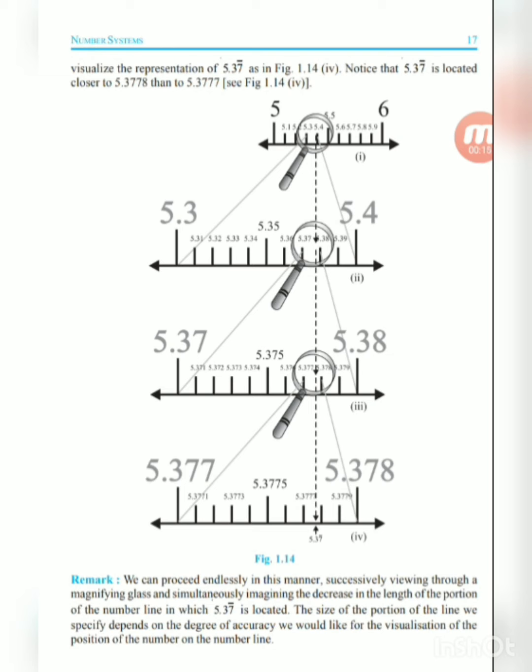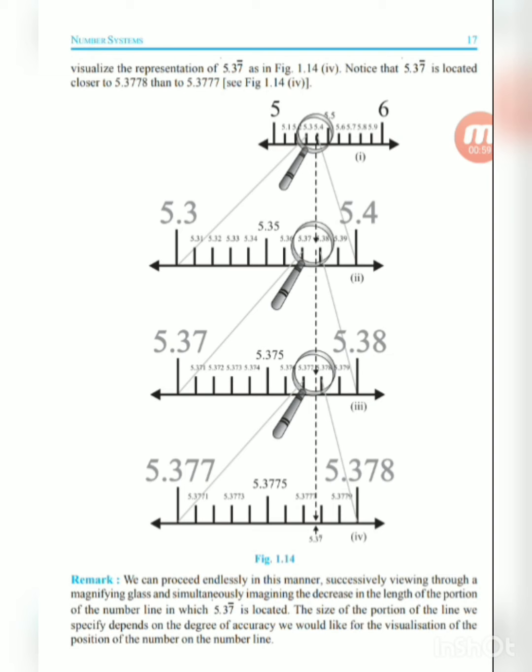Here on the first number line you can see we draw 5 to 6 and our number lies between 5.3 and 5.4. Now the next number line is 5.3 to 5.4 and our number lies between 5.37 and 5.38. The third number line is 5.37 to 5.38 and our number lies between 5.377 and 5.378. Now the fourth, 5.377 to 5.378. So here you can see the number is 5.377.